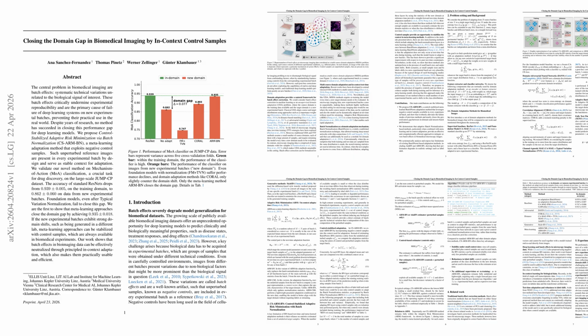The core contribution is control-stabilized adaptive risk minimization with batch normalization, CSRM-BN, a meta-learned, unlabeled test-time adaptation method that conditions BN statistics on both perturbed samples and always-available negative controls from the same batch. Technically, it extends RM-BN by computing per-layer mean and variance over the union of controls and query images, turning control samples into in-context calibration data rather than post-hoc correction.